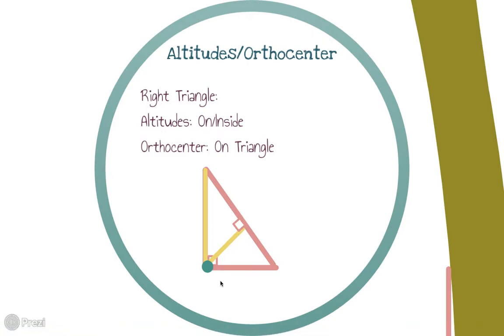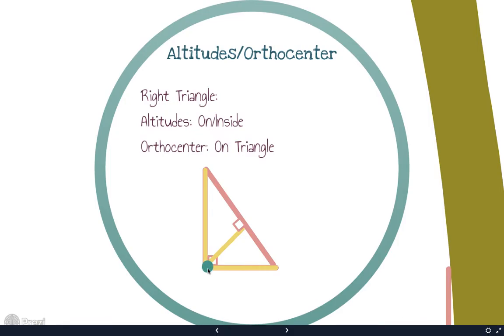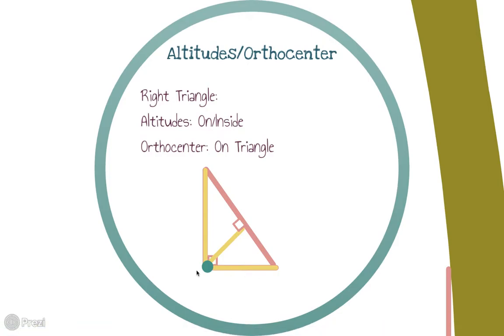Holy hot dog, right? I know. Okay, so on this one, the point of concurrency is actually right here on the triangle, because that is where our 3 altitudes come together. So in a right triangle, the orthocenter is located on the triangle.